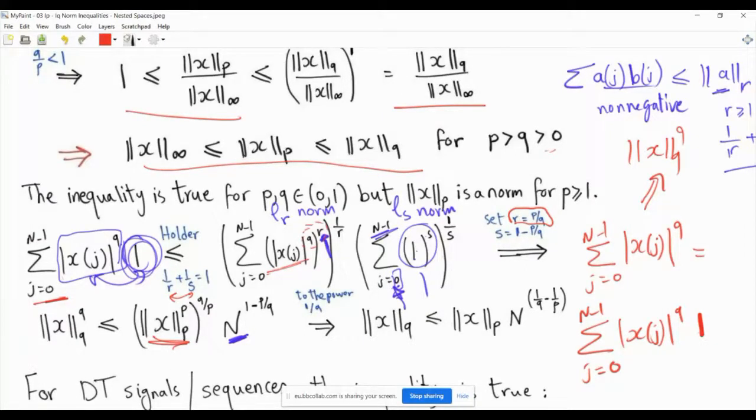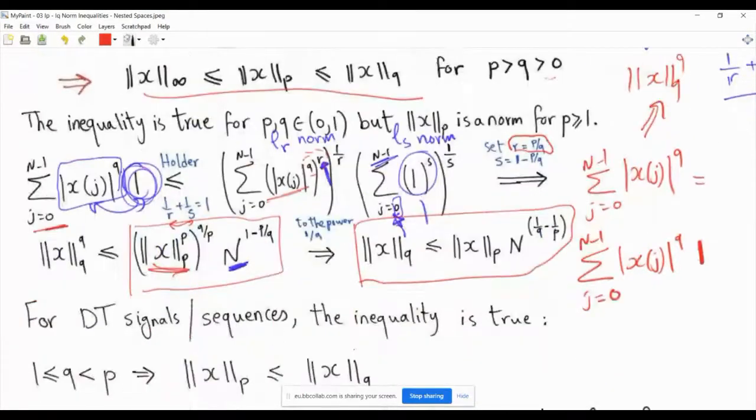And of course, if you do so, then S is fixed, because 1 over R plus 1 over S is equal to 1. So once you specify R as P over Q, then S is now fixed. And you can now write everything in terms of P and Q. And this will give us the inequality that we are after. Okay, so this is basically the inequality for the LP norms.